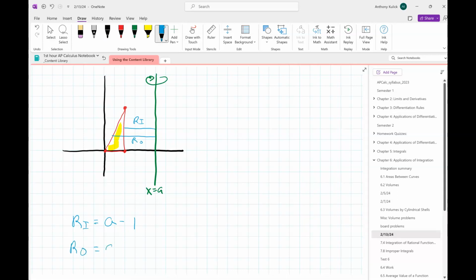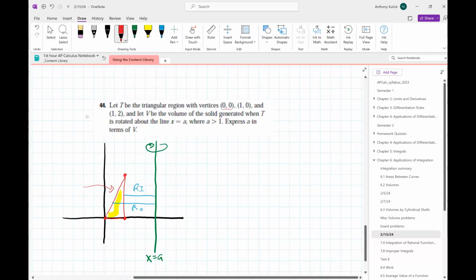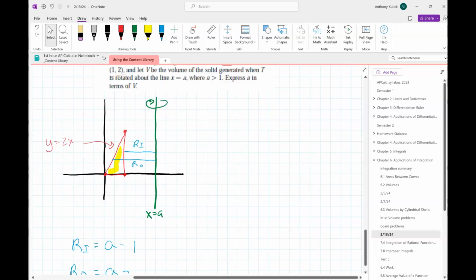For our outer, it's going to be a minus something, but I need an equation for that line. You better be able to do that. We're going from 0, 0 to 1, 2. So y equals 2x. We know the y-intercept is 0 because it's going through the point 0, 0, so all I need is the slope. The slope's clearly just 2: 2 minus 0 over 1 minus 0. But I need that in terms of y, right?